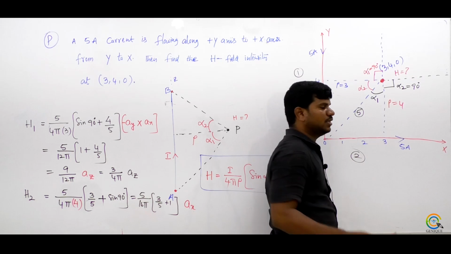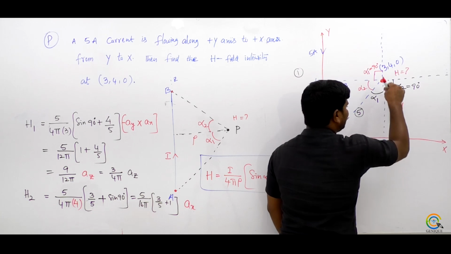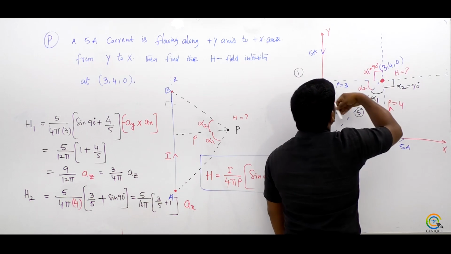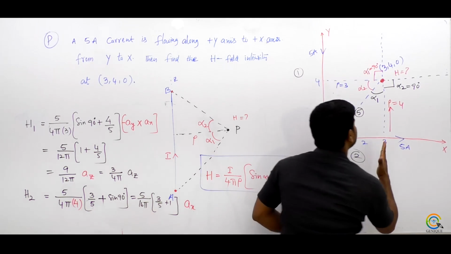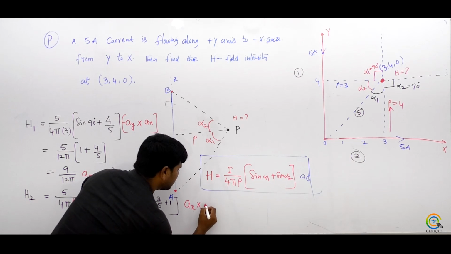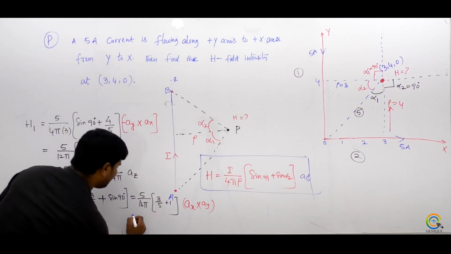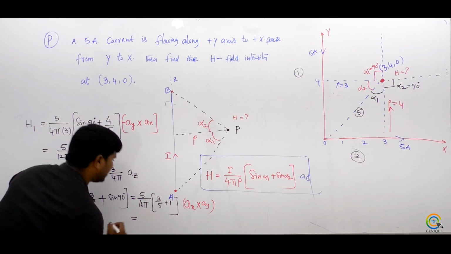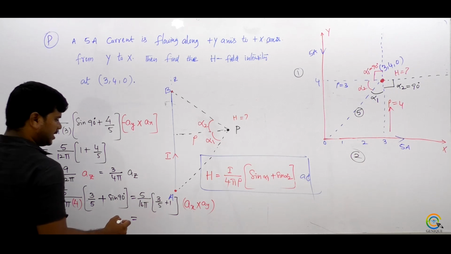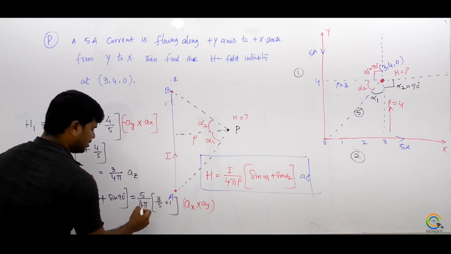You have to read that. From the current, this is the current here, to the point. This is the radial direction. What is this radial direction? Plus AY direction. So it is ax cross ay. Finally, if I simplify this, 5 will cancel with 5 here, and 8 with 8.